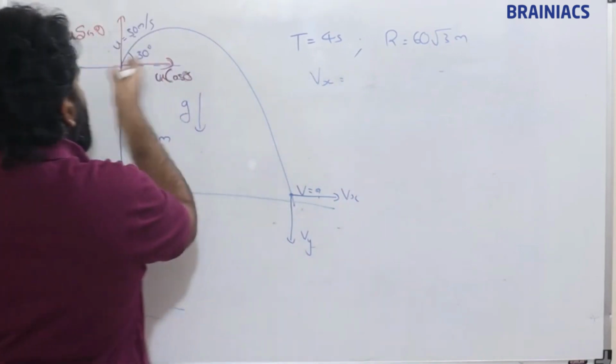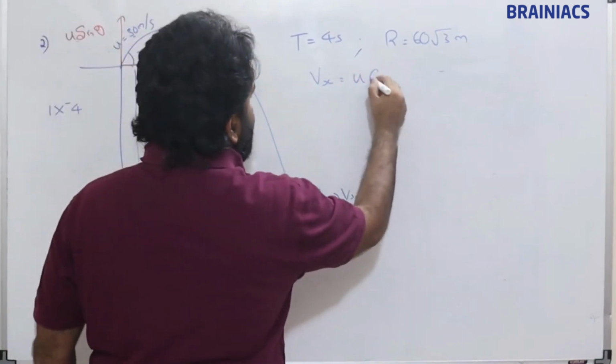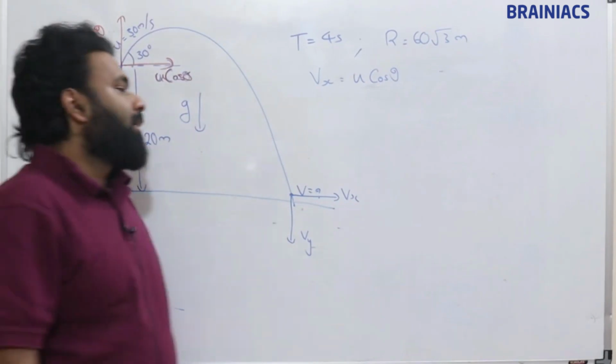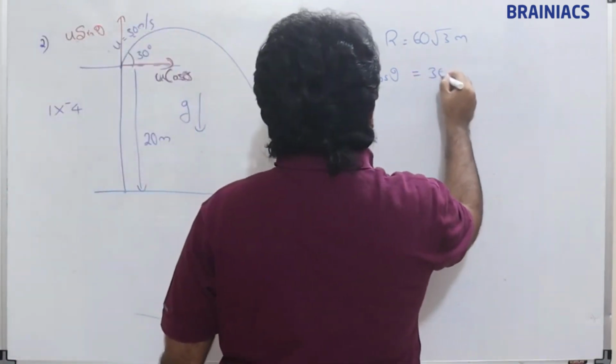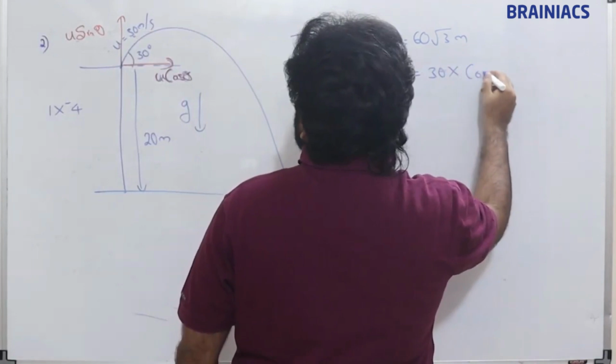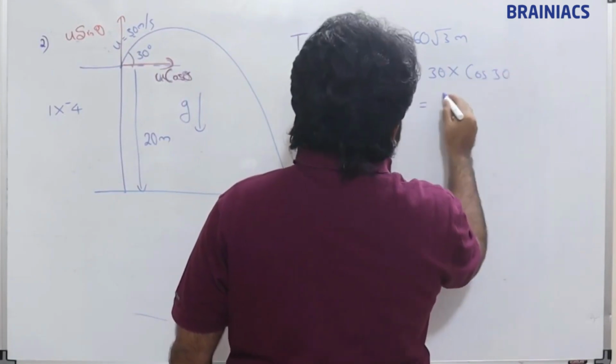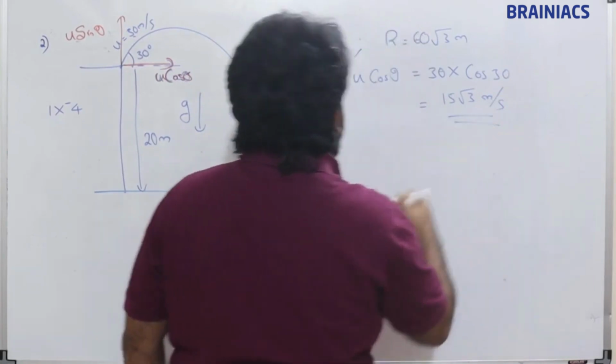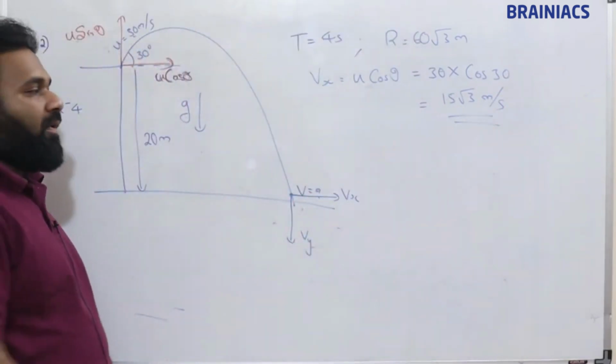Vx is how much? Same thing, U cos theta. U cos theta is not going to change. So U cos theta is 30 into cos 30, so 15 root 3 meter per second. This is Vx. What about Vy?